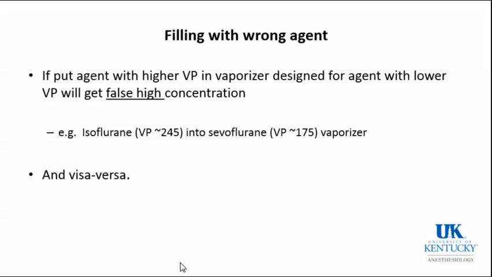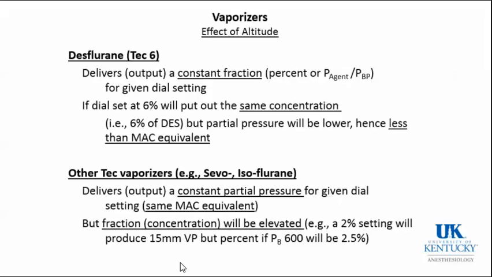Here I've talked about what happens when you fill with the wrong agent. Remember, the vaporizer assumes that the agent you put in had the vapor pressure that it's designed for. So if you put an agent with a higher vapor pressure in a vaporizer designed for a lower one, so if you put isoflurane into a sevoflurane vaporizer, it would generate more than you thought, and vice versa if you do the other way around.